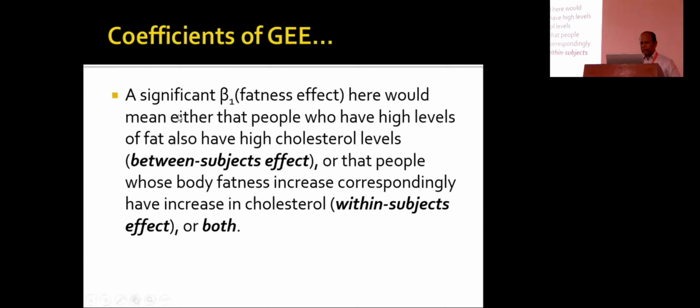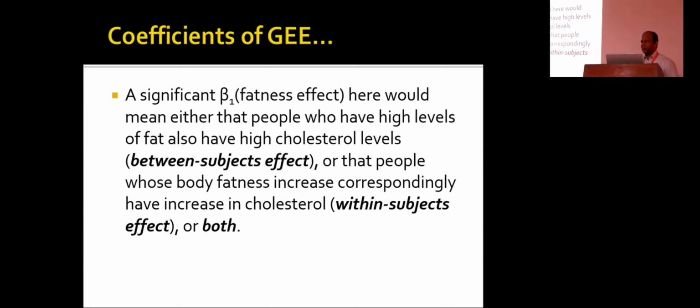Between subject, a significant beta 1 regression coefficient. This is your covariate, fatness. It means that people who have high levels of fat also have high levels of cholesterol. It is a positive correlation. Okay, this is a population average model.